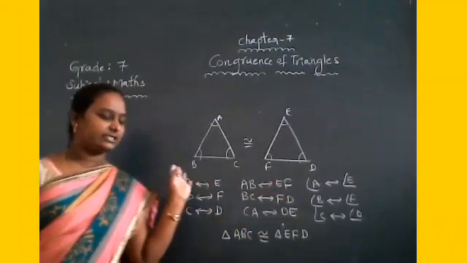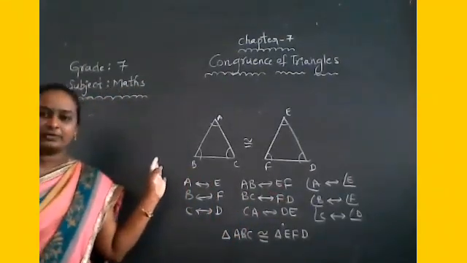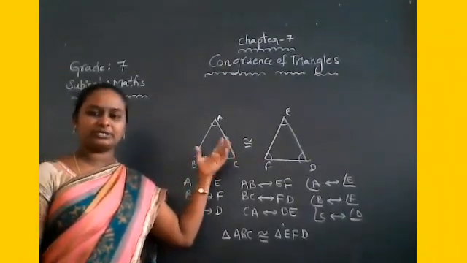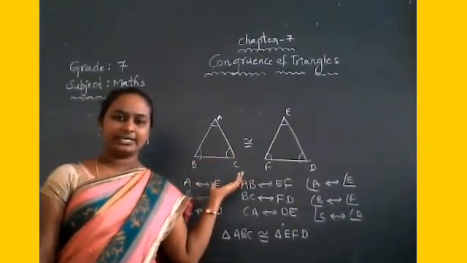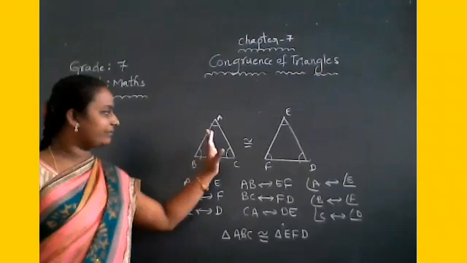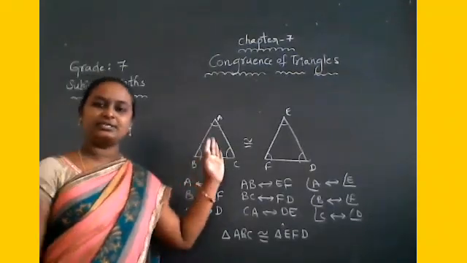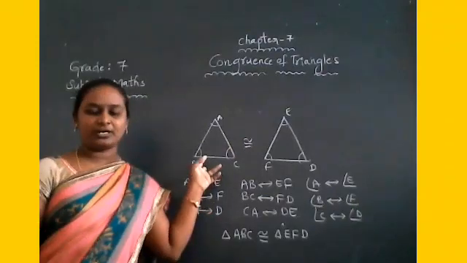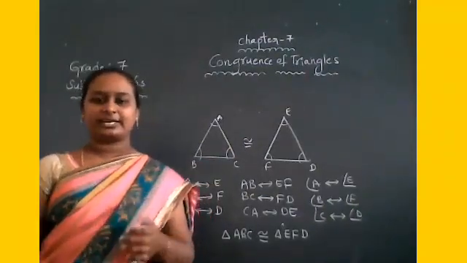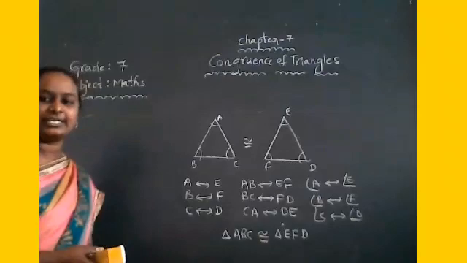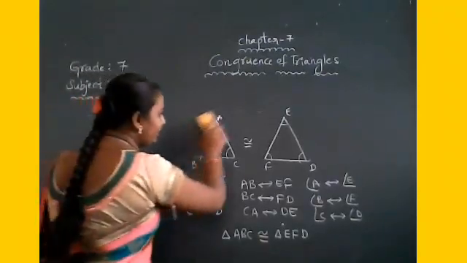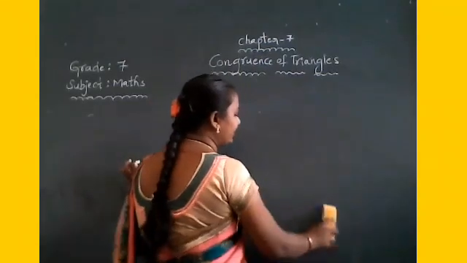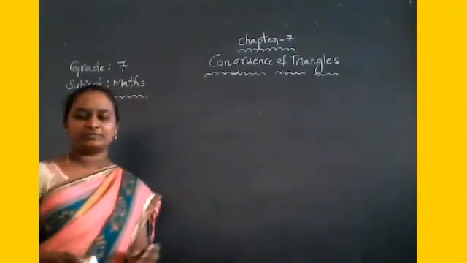So here the thing is you have to remember the congruence of triangles means they have the same shape, same size. Okay? Exactly, they have the same shape and the same size. Then such type of triangles are called congruent triangles. Is it clear?